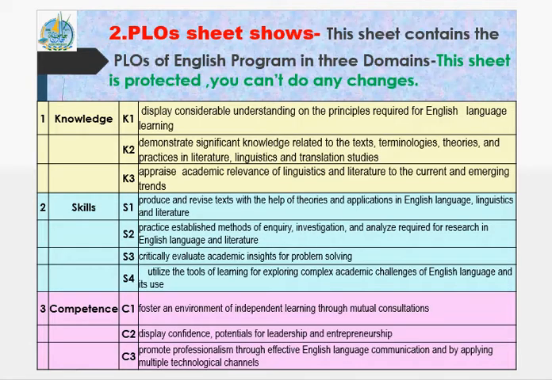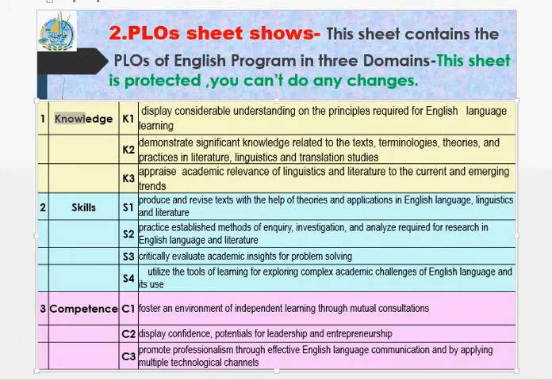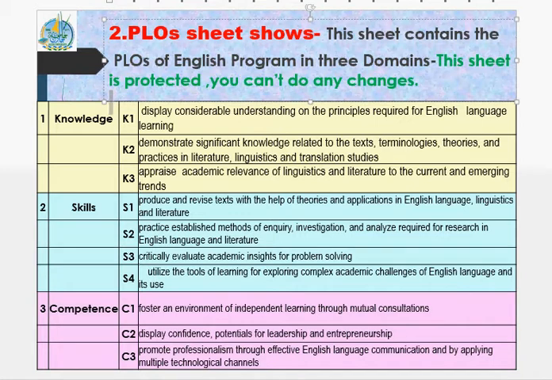Now let's come to the second sheet. The second sheet is the PLO sheet. This sheet contains the PLOs of the English program under 3 domains. This is also a protected sheet because the PLOs are the same for all, so they are already present and locked. Here are knowledge, skills and competence. We know that each domain has its own program learning outcomes. So let us move on and see how it appears.